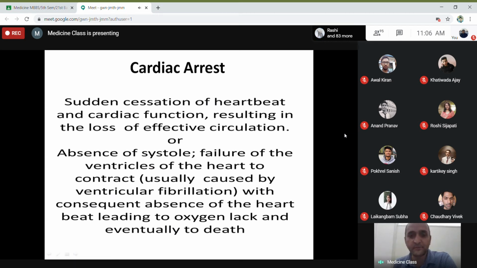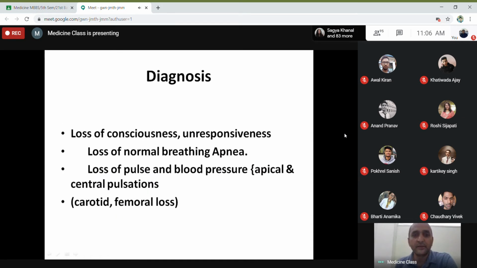There are a few steps leading to cardiac arrest. First of all, there might be something wrong with the heart, either a ventricular tachycardia or other things. Then that ventricular tachycardia may change into ventricular fibrillation (VF), VT changes to VF, and then cardiac arrest. That is the usual pathway. Then how to diagnose?